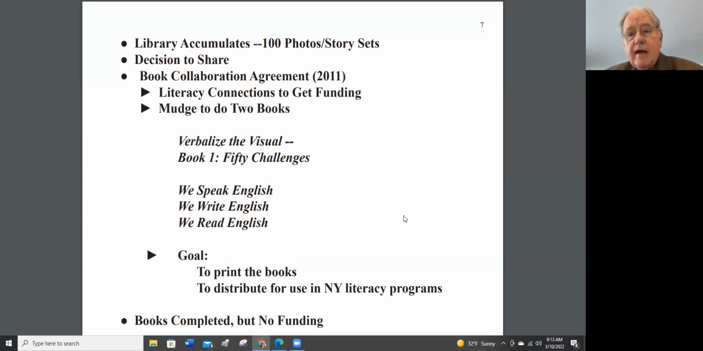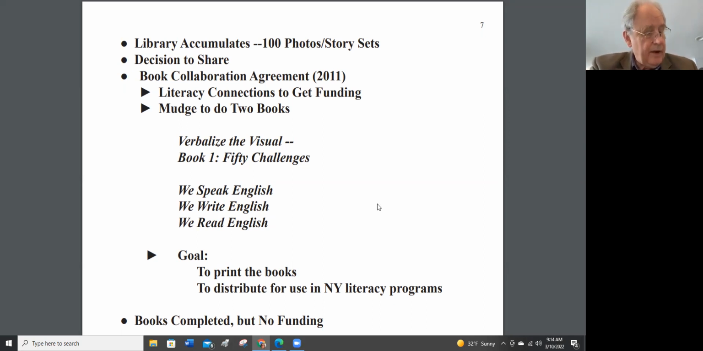But then in 2011, we said, hey, we've got something. So we did a collaboration agreement where the concept was that Literacy Connections would get funding to publish 2 books that I would write. One book would be titled Verbalize the Visual, Book 1, 50 Challenges. And the second book would be titled We Speak English, We Write English, We Read English. And the goal was to print the books and then distribute them in New York literacy programs.